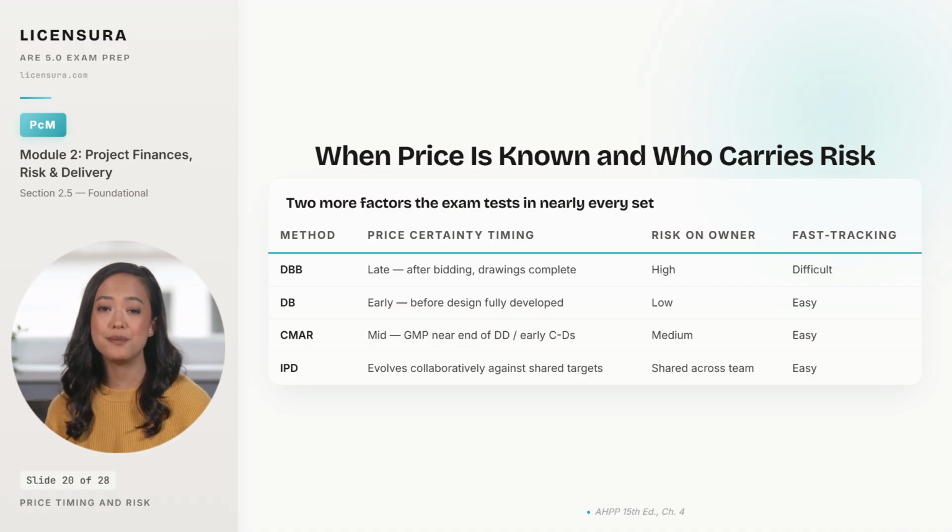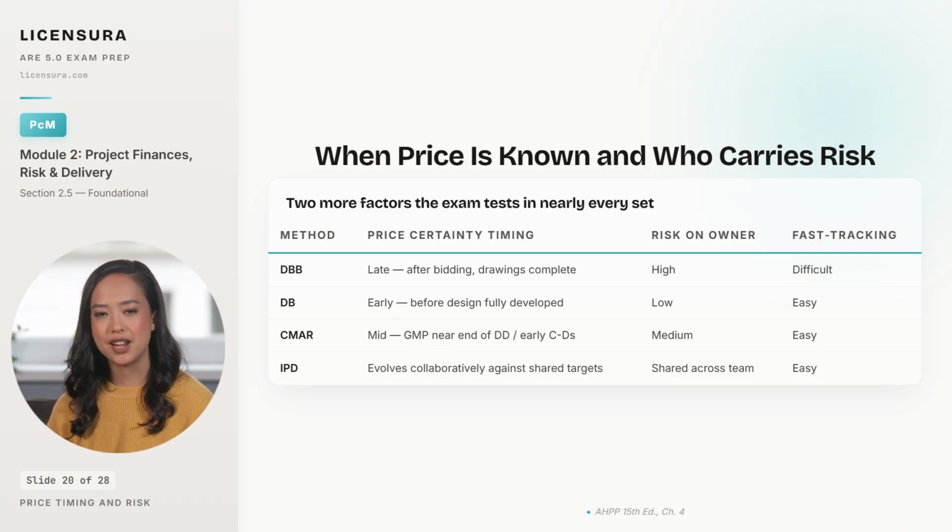Under design, bid, build, the price is not known until bids come back at the end of design. The owner carries the risk of cost surprises all the way through and only learns whether the budget is real when the envelopes get opened. Under design, build, the price is committed early, often before the drawings are fully developed. The design builder is willing to absorb design stage risk in exchange for controlling both halves of the work, which is why owner risk is rated low.